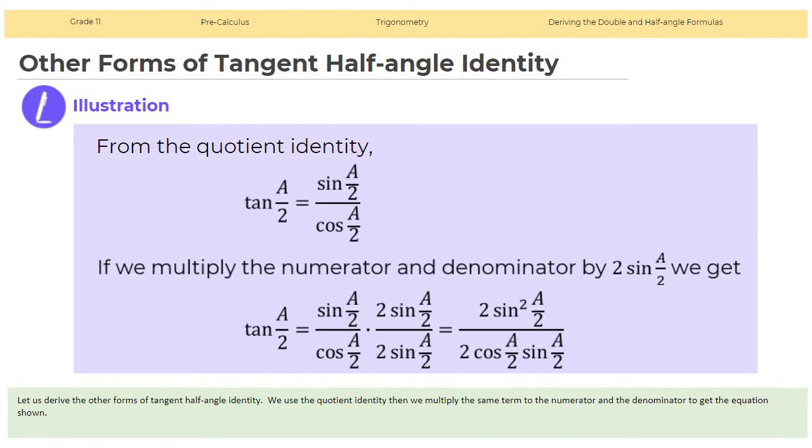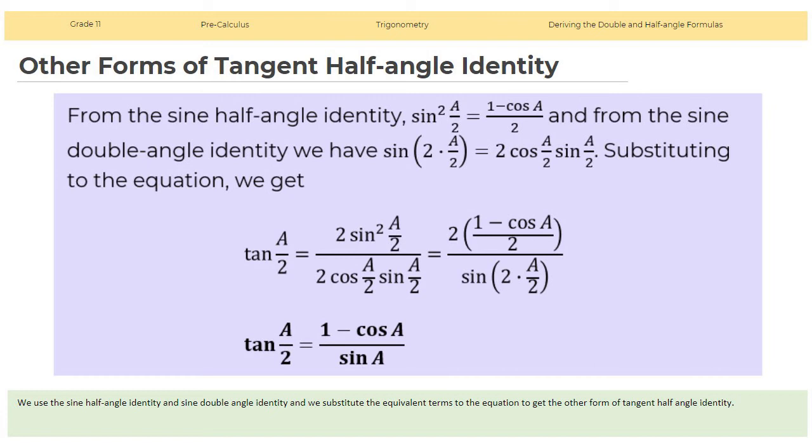From the quotient identity, tangent a over 2 equals sine a over 2 all over cosine a over 2. If we multiply the numerator and denominator by 2 sine a over 2, we get tangent a over 2 equals sine a over 2 over cosine a over 2 times 2 sine a over 2 all over 2 sine a over 2 equals 2 sine square a over 2 over 2 cosine a over 2 sine a over 2. From the sine half angle identity, sine square a over 2 equals 1 minus cosine a all over 2. And from the sine double angle identity, we have sine 2 times a over 2 equals 2 cosine a over 2 sine a over 2.